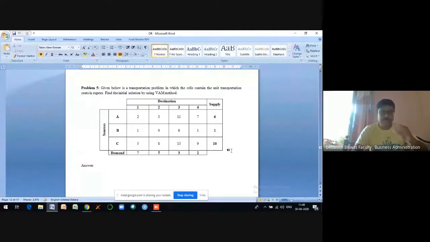In the same way, we have to take the difference of the lowest two elements under each column. This is the first column. The lowest two elements are 2 and 1, so the difference 1 will be written here. Again 3 and 0, then 3 will be written here. Then 11 and 6, the difference is 5, which will be written here.